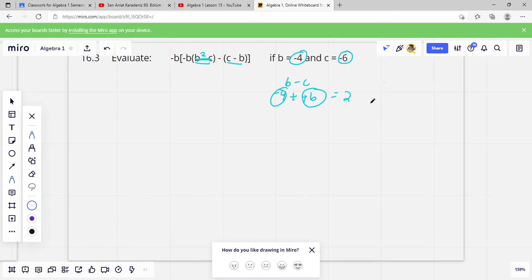Okay, and then I'm going to have C minus B. C is my -6 minus B, which is -4. Those will cancel. Now I have -6 and +4, which is going to be -2. So this one is -2. All right, so I'm going to rewrite it.